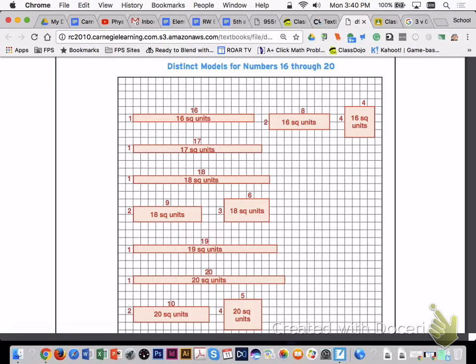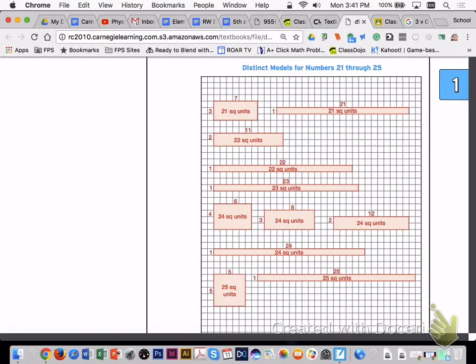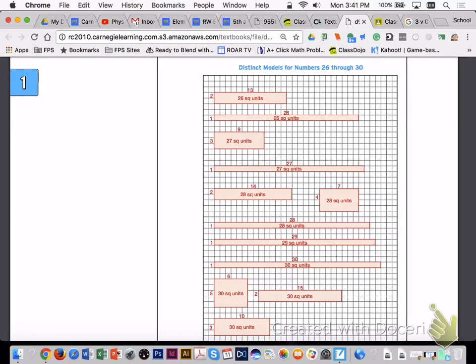Here are the distinct area models for numbers 16 through 20. Please check with your group to make sure that you have all of them and your dimensions are labeled. Here are the distinct area models for numbers 21 through 25. Please check them over with your group and make sure that your dimensions are labeled. And finally, here are your distinct area models for numbers 26 through 30. Please check them over with your group and make sure that all of your dimensions are labeled.